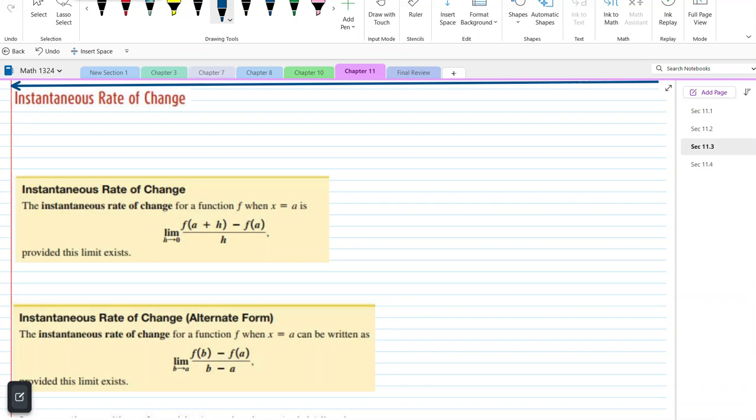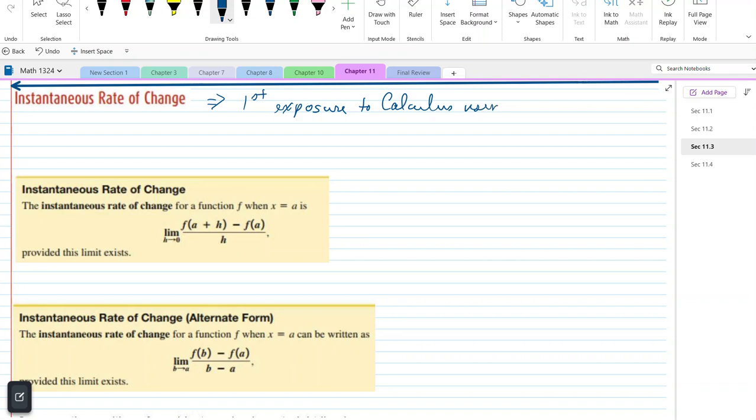Now let's continue our lesson on section 11.3. We talked about average rate of change with a closed interval. Now we're talking about instantaneous rate of change. This case structure is our first exposure to calculus.